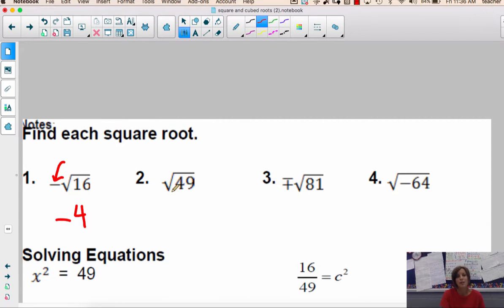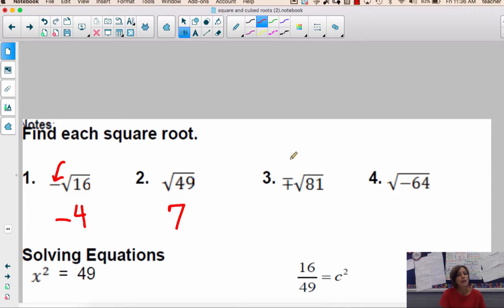Number 2, we should know the square root of 49, so we're going on those perfect squares again. So 6 squared is 36, 7 squared is 49, so our answer is going to be positive 7. No sign in front of the radical sign, so we're good to go for number 2.